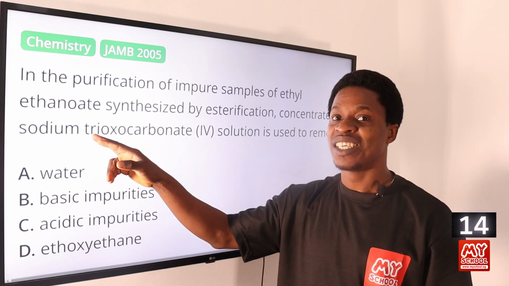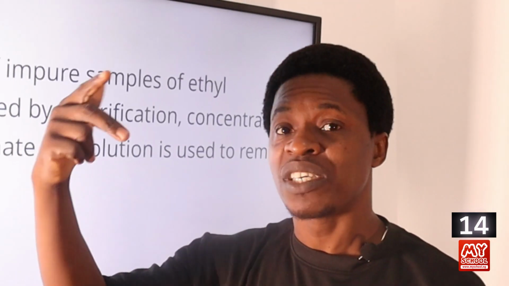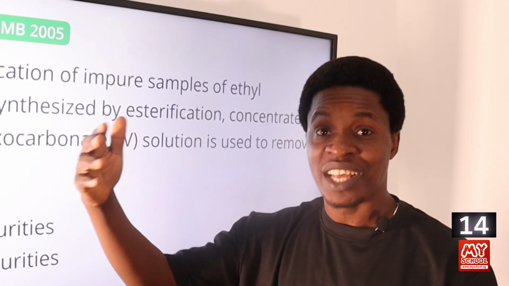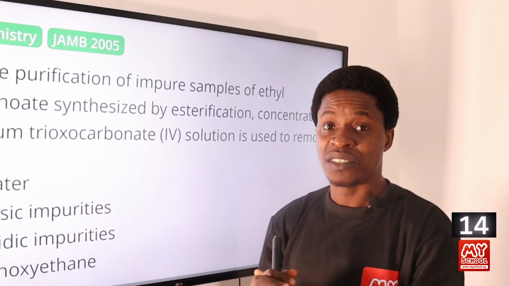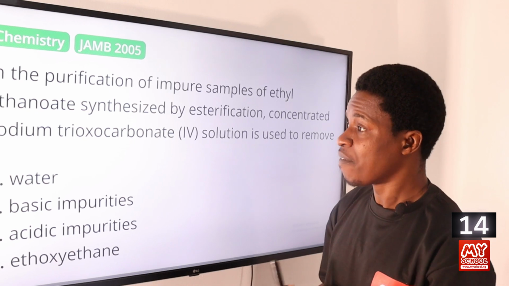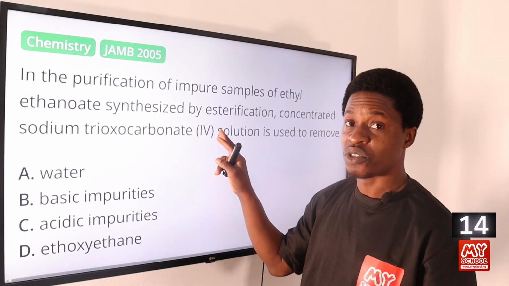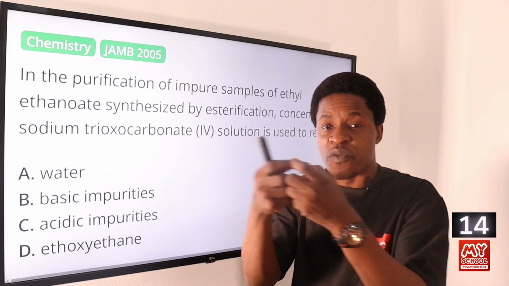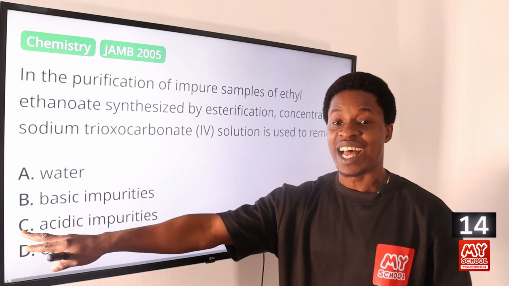So a basic solution is not going to remove a basic impurity. A basic solution is going to remove an acidic impurity, because neutralization has to take place so that you can get the salt form, and then water is also formed. So sodium trioxocarbonate(IV) solution is a basic solution, so it removes the acidic impurity. So based on that, the correct answer is option C.